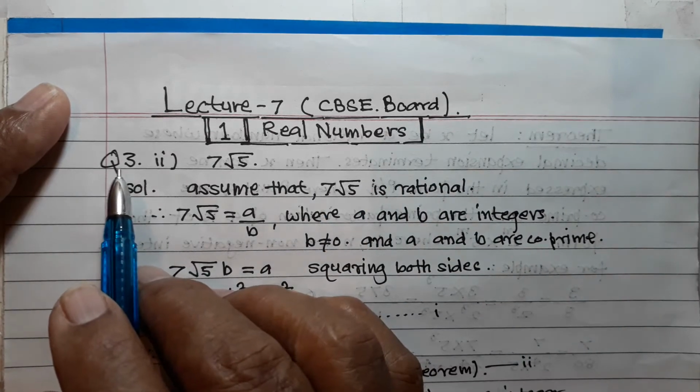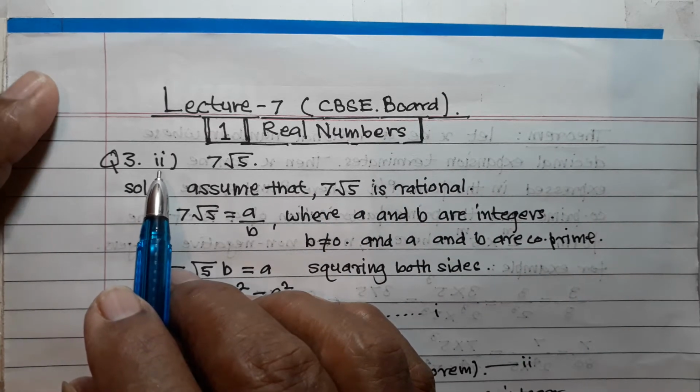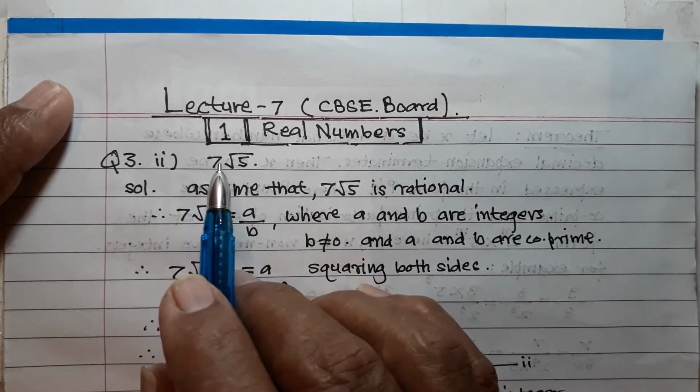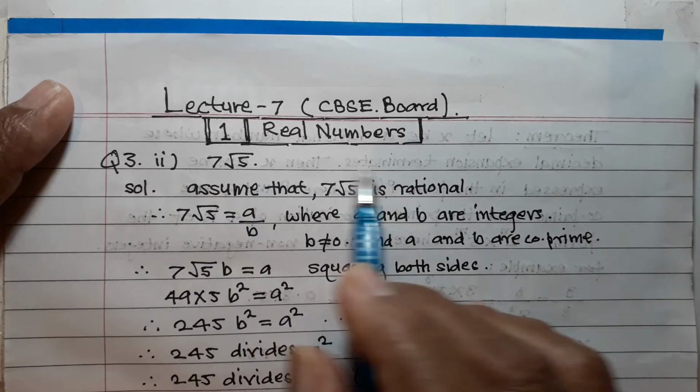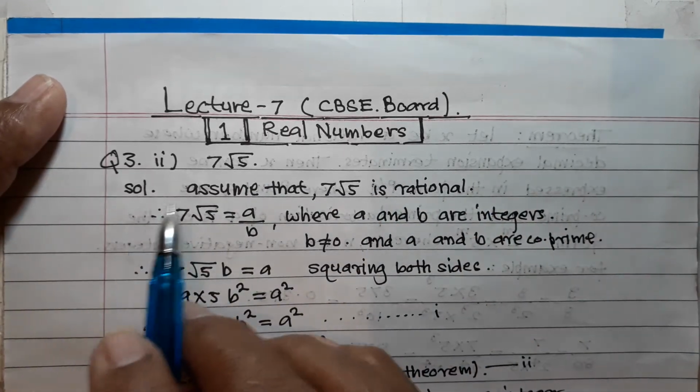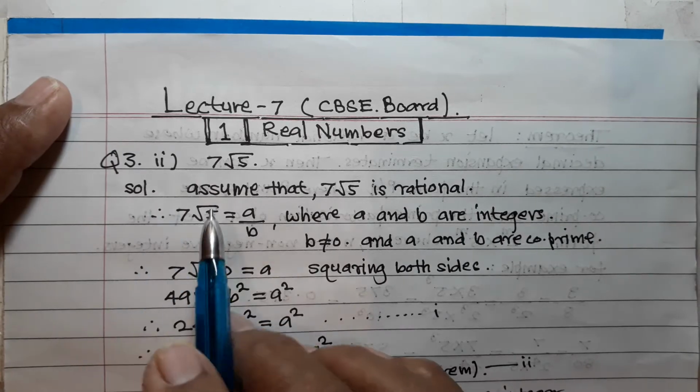Question number 3, 2. Prove that 7 root 5 is an irrational number. Okay. Now try to understand the solution.